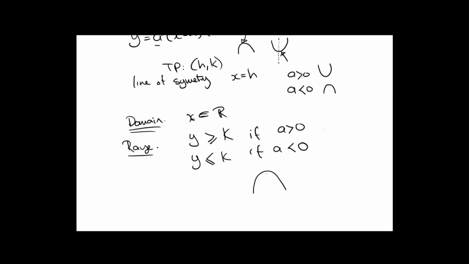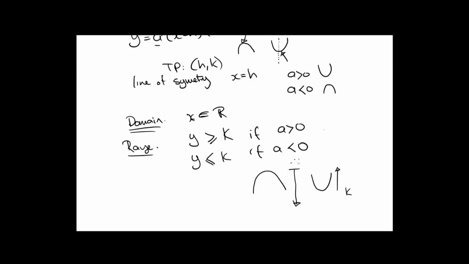All the values of y are going to be everywhere from here downwards. We can't have anything up here. And likewise, if the graph is like that, and this is k here, the values of y must be everything above that.